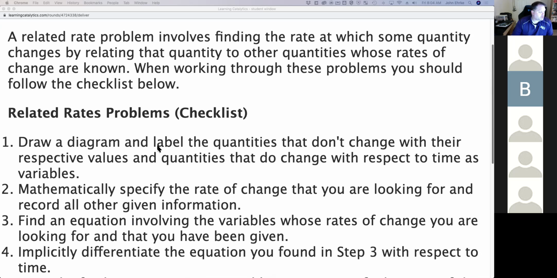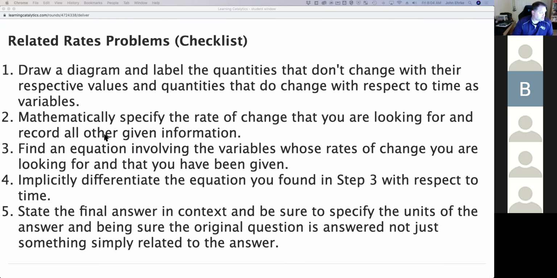So a related rates problem has 5 steps. You're going to draw a diagram and label the quantities that don't change and the quantities that do change. And it's the quantities that do change that we're going to relate to one another. If you have one side of a figure that is static, its value doesn't change, but the other 2 sides of the figure do change over time, the rates at which those 2 sides change is probably what we're going to be relating in the problem, hence the name related rates. Number 2, tell me the rate that you're looking for, that's the rate that you want, and the rate that you're given.